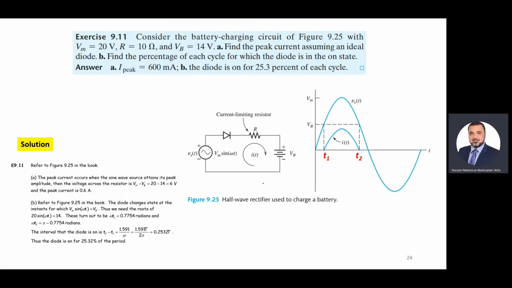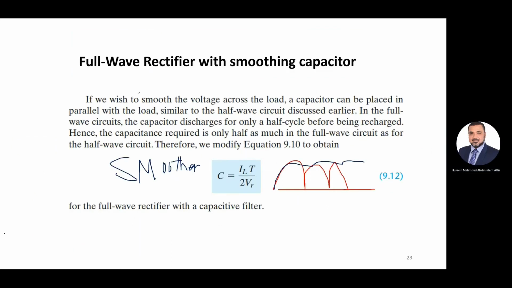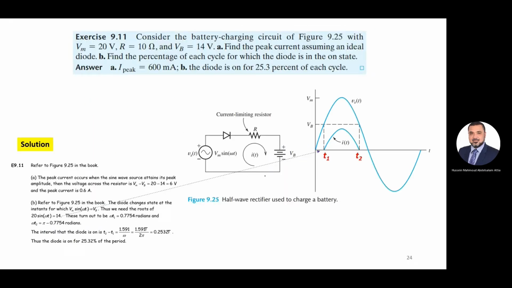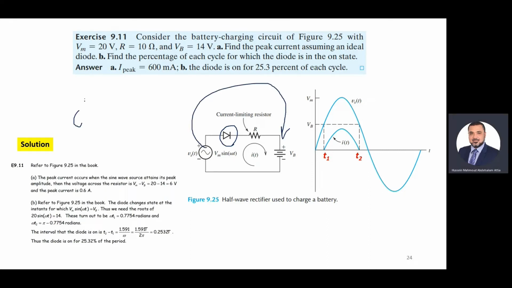I think you can read this example, or let me review it quickly with you. So here in this circuit, now we are using the diode to connect the source to this DC battery. This is like a charger. And what we have here is a charging circuit. Charger or charging circuit. Okay?